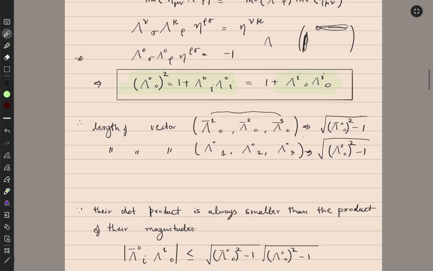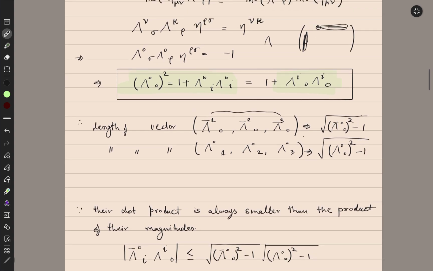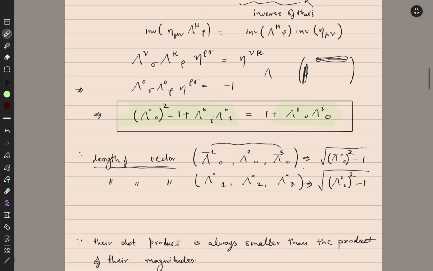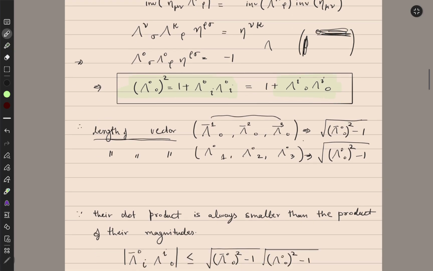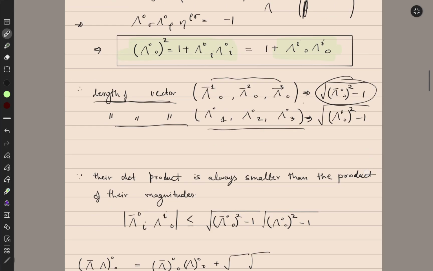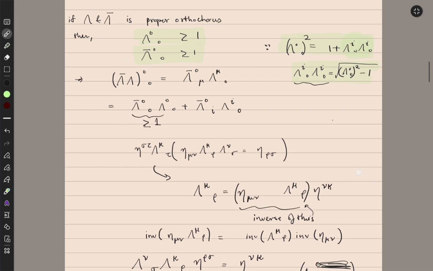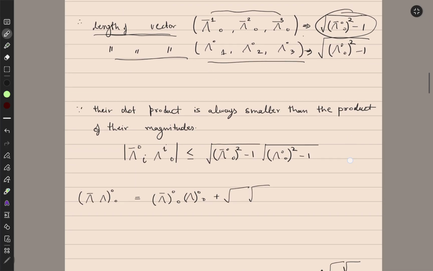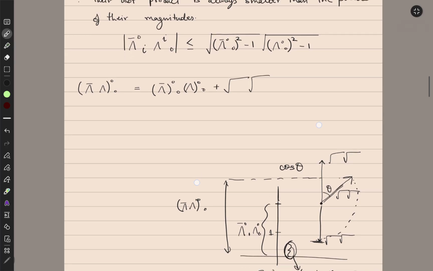Anyway, what we are basically saying is that the length of this triplet, this vector, is just lambda 0 0 square minus 1. Similarly for the other one. And so if our first one had this lambda 0 0 greater than or equal to 1, the second one had lambda bar 0 0 greater than or equal to 1.